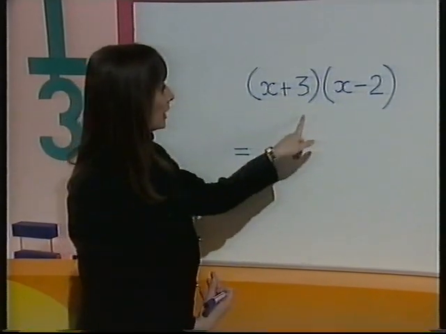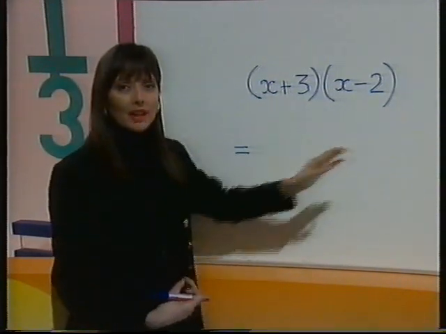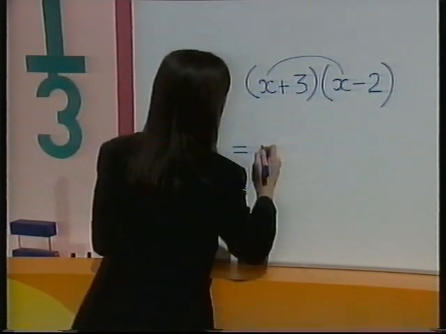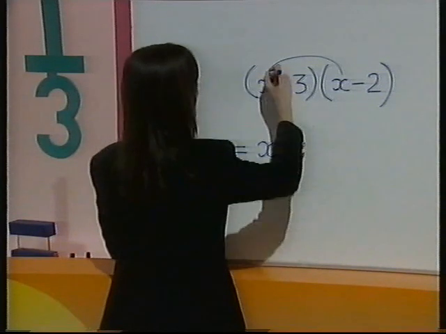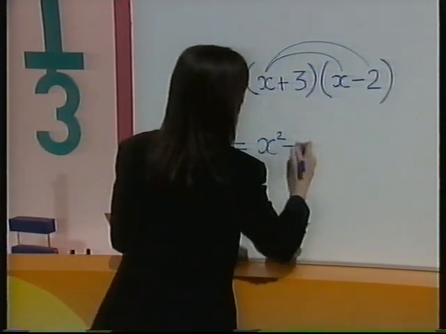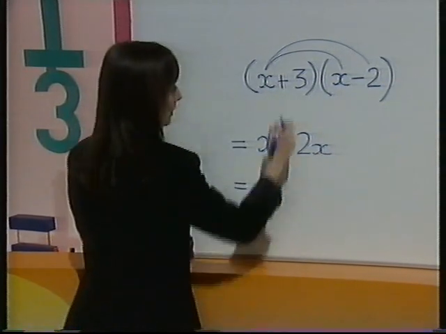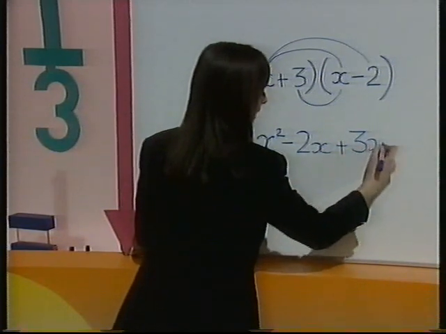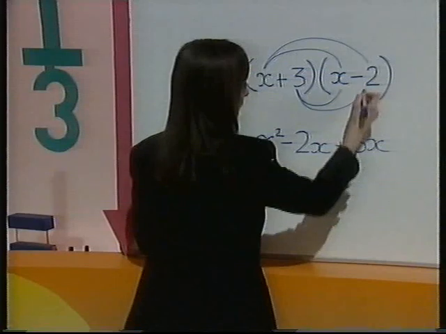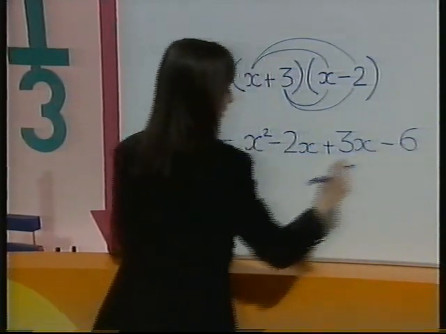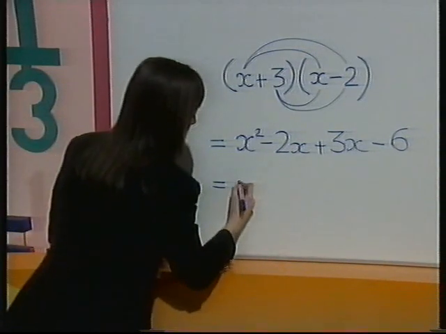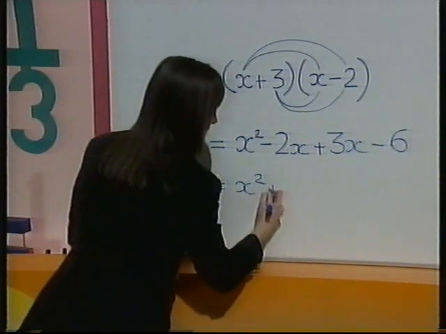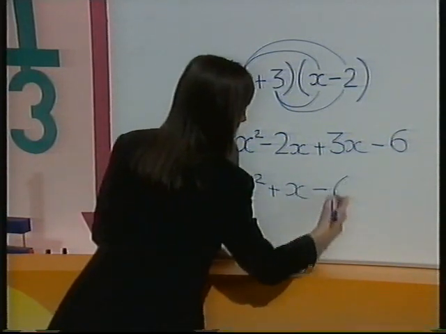So here we have x plus 3 multiplied by x minus 2. Now it's best to draw the lines between the terms like this. X multiplied by x gives us x squared. X multiplied by minus 2 is minus 2x. Then we look at the plus 3. 3 multiplied by x gives us plus 3x. And finally, plus 3 multiplied by minus 2 gives us minus 6. We can now simplify this to say x squared minus 2x plus 3x is plus x. And then we have minus 6 at the end.